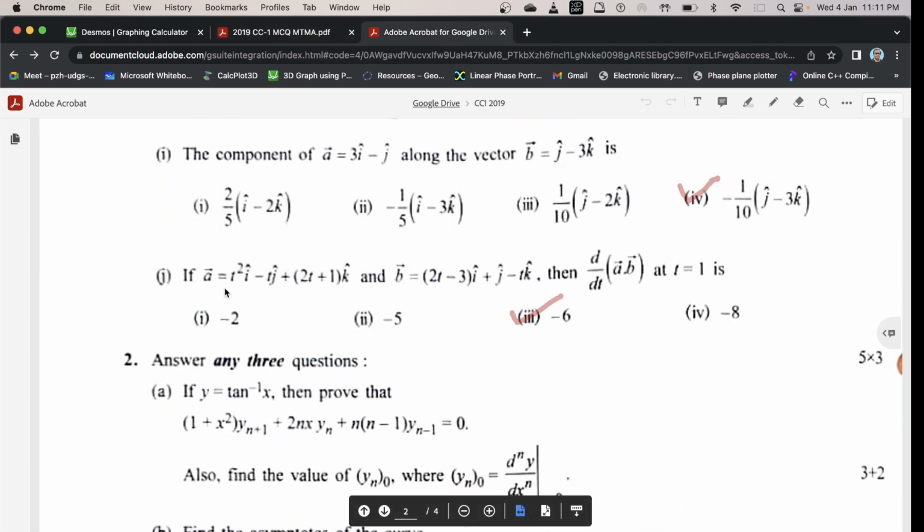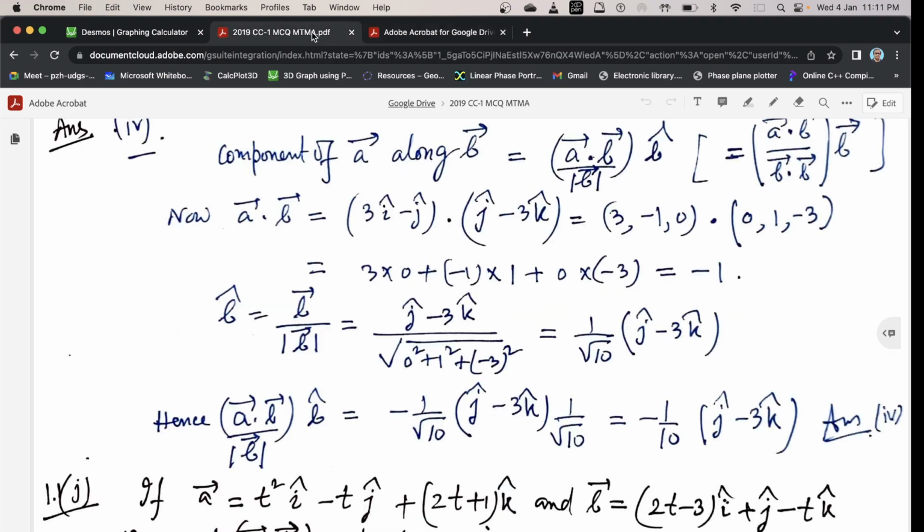And the last question: if A vector equals t squared i cap minus t j cap plus (2t plus 1) k cap and B vector equals (2t minus 3) i cap plus j cap minus t k cap, then find the derivative of A vector dot B vector at t equal to 1. The correct option is 3, which is equal to minus 6.